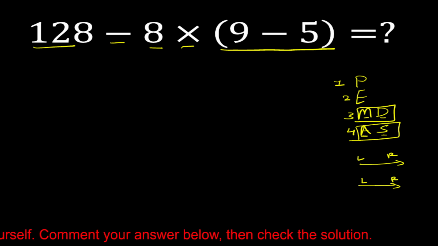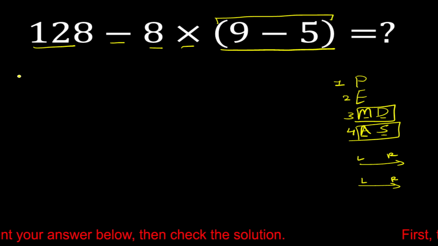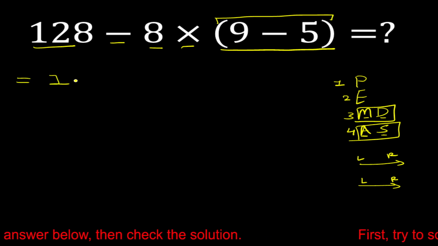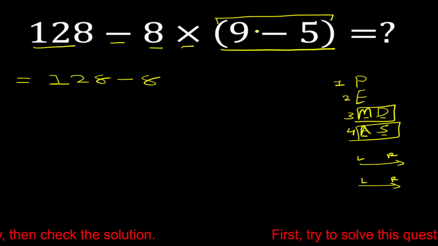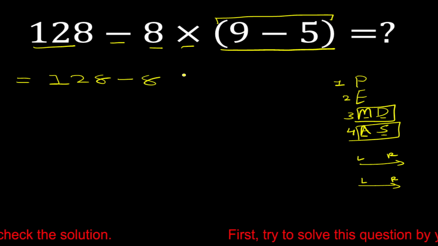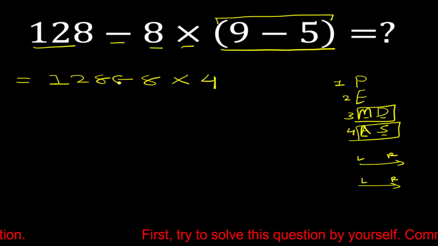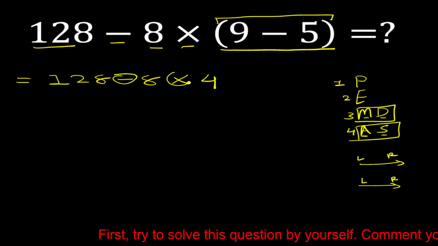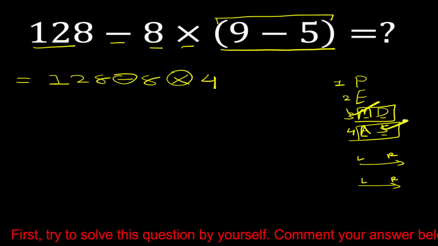Okay. Now first priority is parenthesis, so solve this parenthesis first. So it is equal to 128 minus 8. Now solve this parenthesis. 9 minus 5 is equal to 4. So multiply 4. Now here one subtraction and here one multiplication. So first we have to solve multiplication, then we have to solve subtraction.